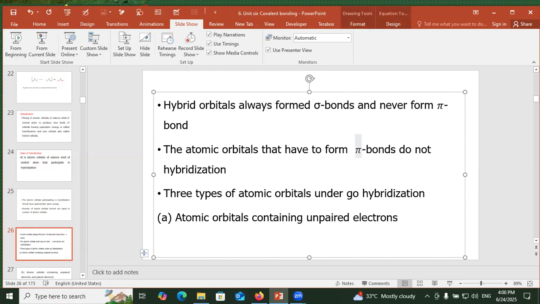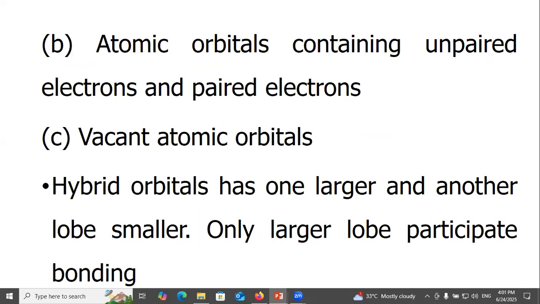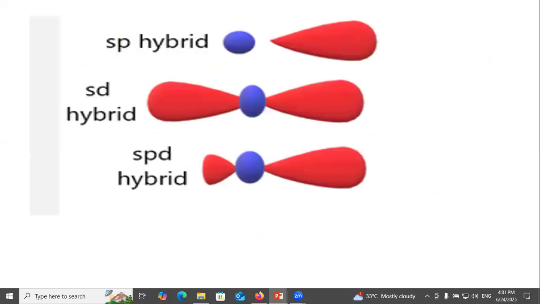do not undergo hybridization. Three types of atomic orbitals undergo hybridization: atomic orbitals containing unpaired electrons, atomic orbitals containing unpaired electrons and paired electrons, vacant atomic orbitals. Hybrid orbitals have one larger and another smaller lobe. Only the larger lobe participates in bonding. This is the sp hybrid, sp2 hybrid, sp3 hybrid.